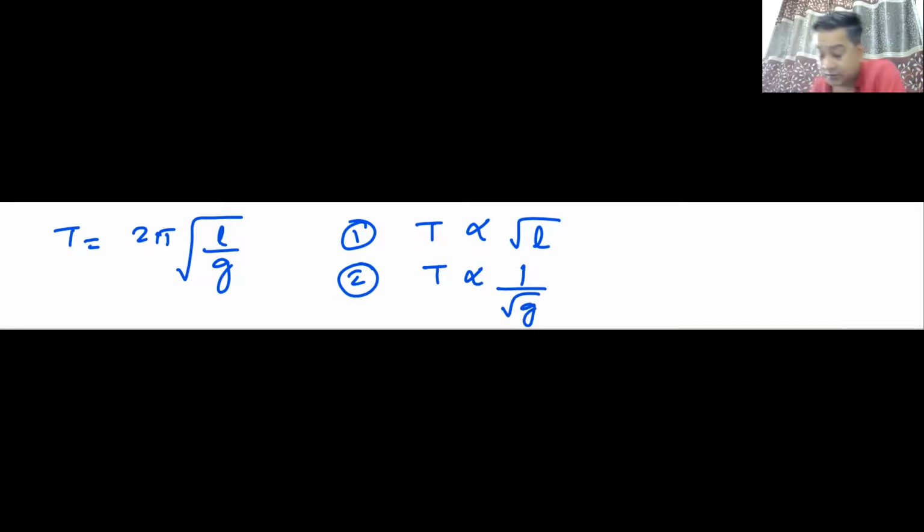So, time period of a simple pendulum depends on acceleration due to gravity, but time period of a spring pendulum does not depend on acceleration due to gravity. If you take a simple pendulum on the moon, the acceleration due to gravity is 1 by 6 times, and therefore the time period will become root 6 times. Do we understand this? Yes or no?